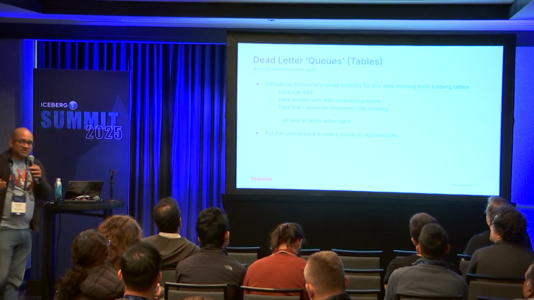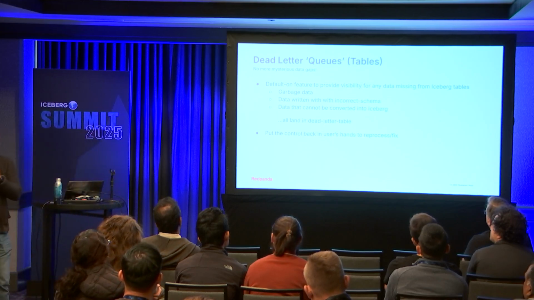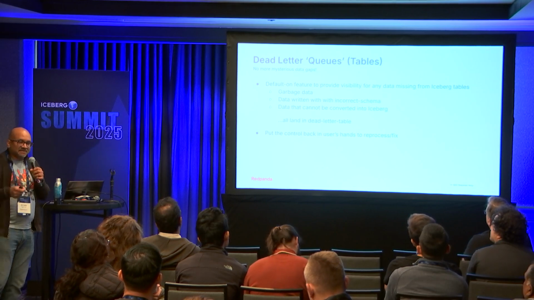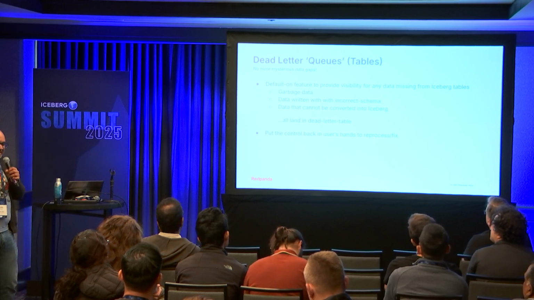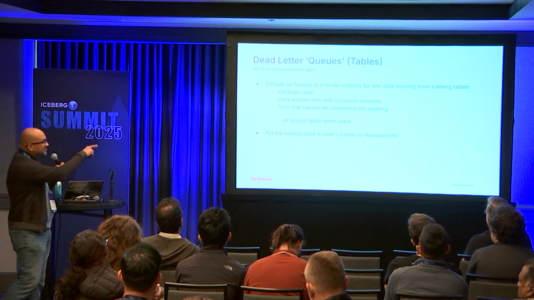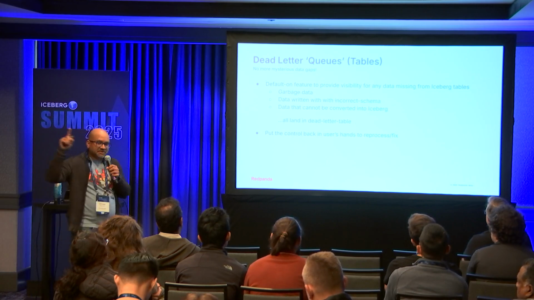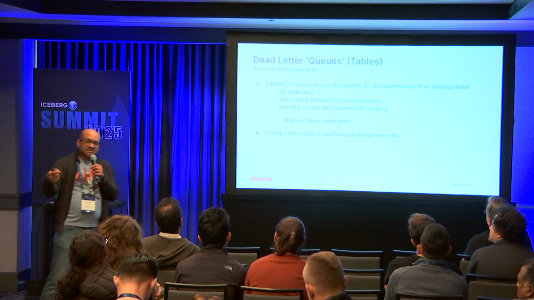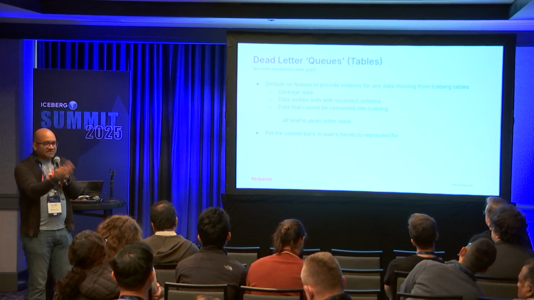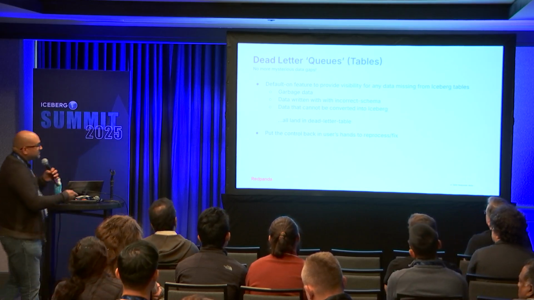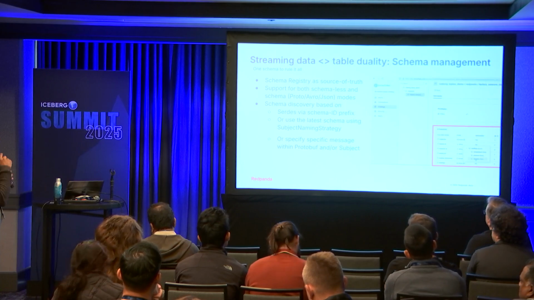Then we have dead letter queues. "I don't want any missing data in my Iceberg tables" is loud and clear feedback. Redpanda by default will make sure that any data that we cannot land in your Iceberg tables lands in a special table called a dead letter table, which is available in your Iceberg. So you, the user, are in charge to make sure that you can reprocess it, fix it, and all of that. All of that is, again, built in.